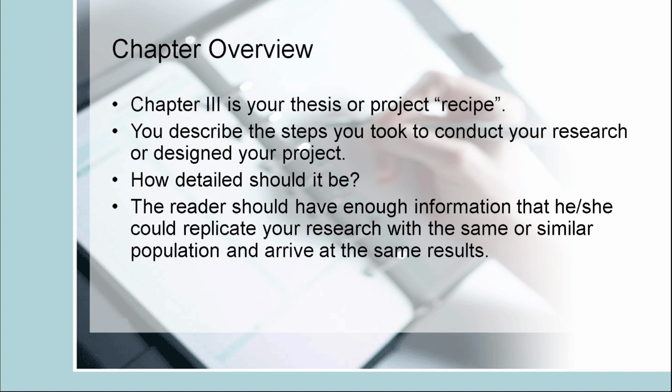chapter 2. Chapter 2 would give you the entirety of the flow by citing some of the done researches that are related to the thing that you're going to create. So you're going to describe the steps you took to conduct your research or design your project. How detailed should it be? That's what we call a step-by-step process. The reader should have enough information that he or she could replicate your research with the same or similar population and arrive at the same result.